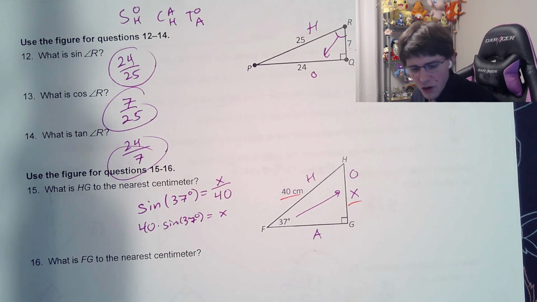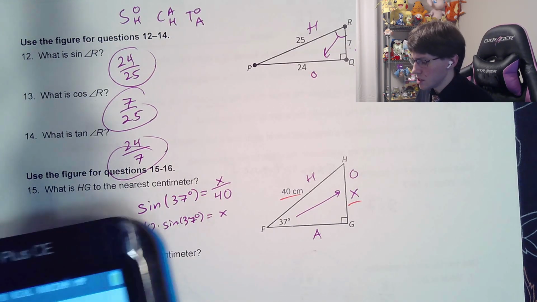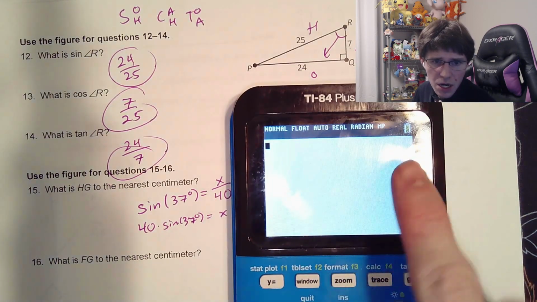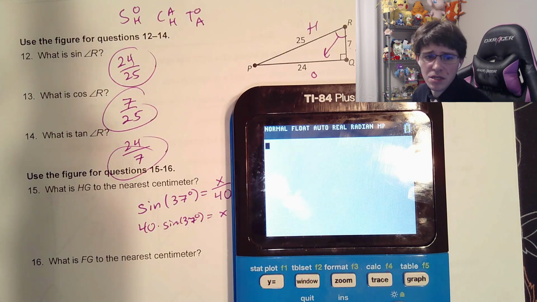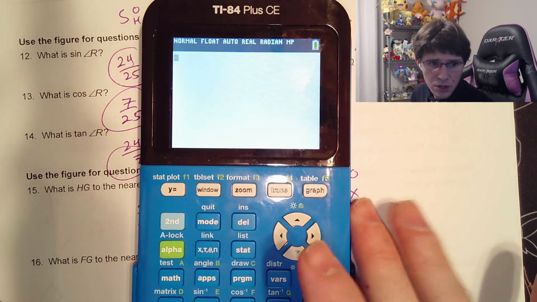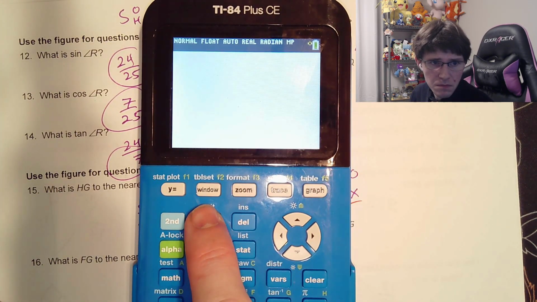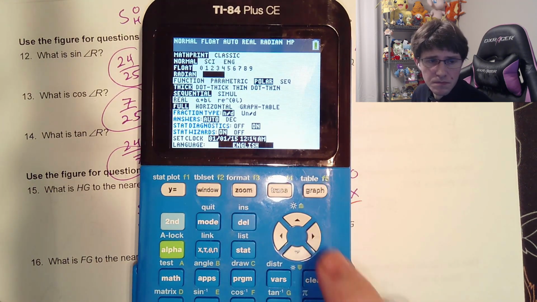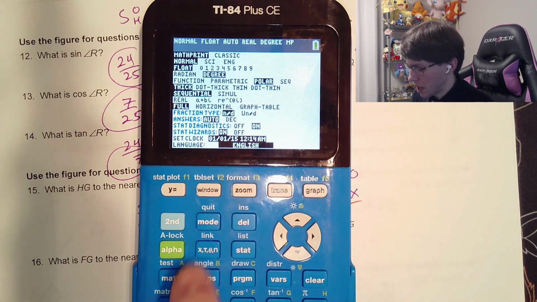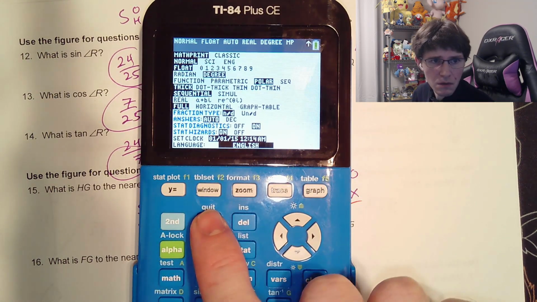And now to figure out the answer, we have to use a calculator. Now these calculators, if you have one of these nicer ones that has the color, you can see up here this word radian. You cannot have it say radian. It must say degree. So if it doesn't say the word degree, you need to change the calculator to degree mode. In order to do that, you're going to hit the mode button. After you hit the mode button, you need to go find where it says degree. And degree has to be highlighted. Now we're going to quit back by hitting second quit.